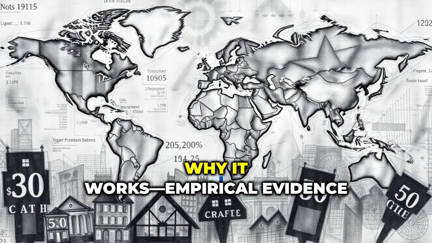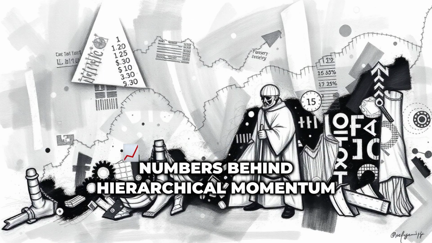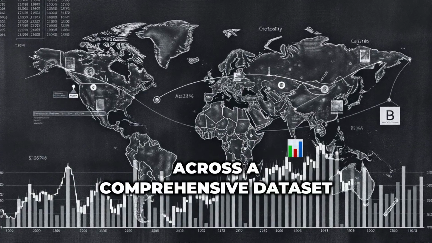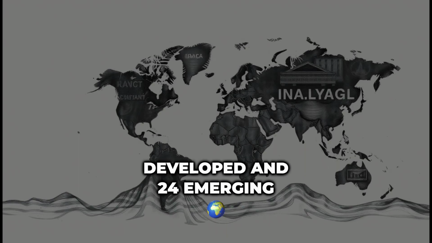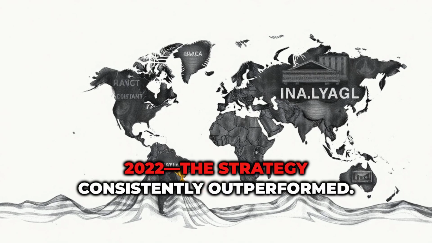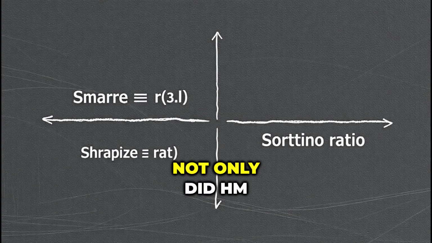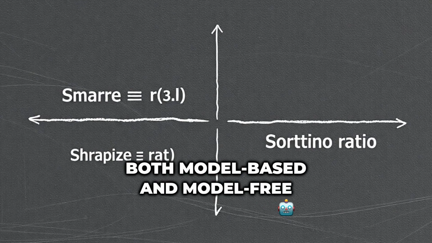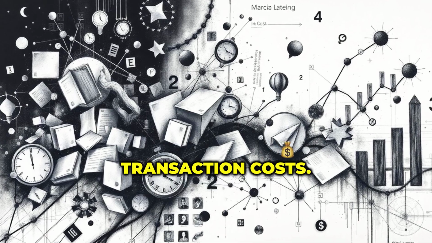Chapter 3. Why it works. Empirical evidence from global markets. The numbers behind hierarchical momentum speak volumes. Across a comprehensive data set of international stocks, spanning 23 developed and 24 emerging markets from 1997 to 2022, the strategy consistently outperformed. Not only did HM deliver higher Sharpe and Sortino ratios compared to both model-based and model-free benchmarks, but it also did so after accounting for transaction costs.